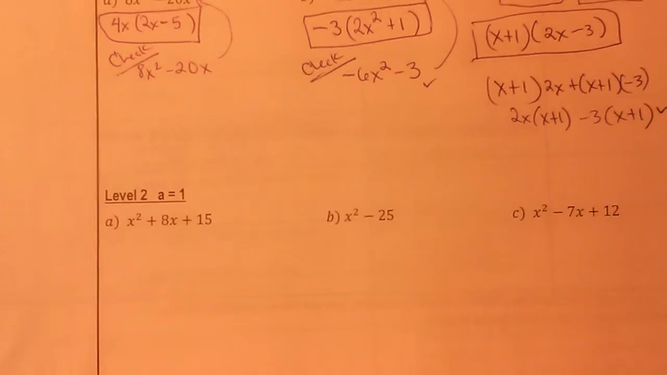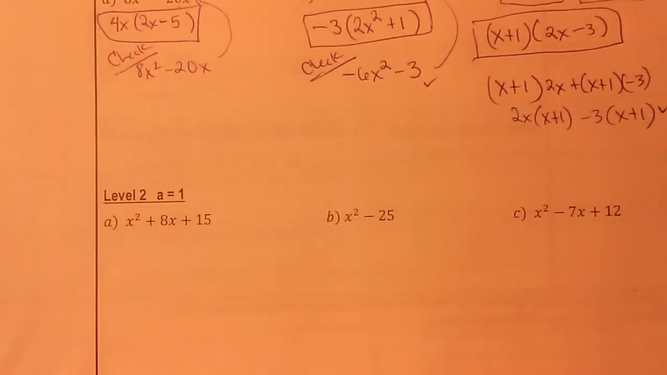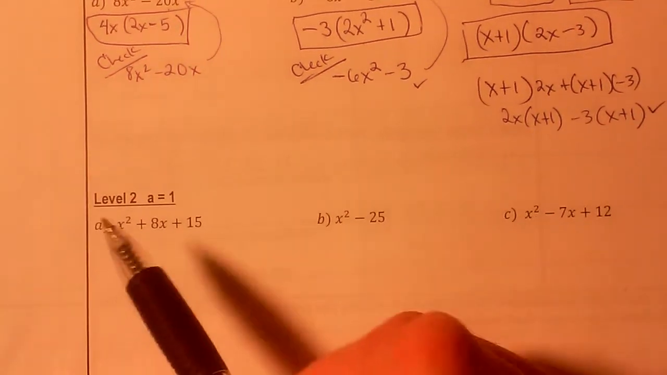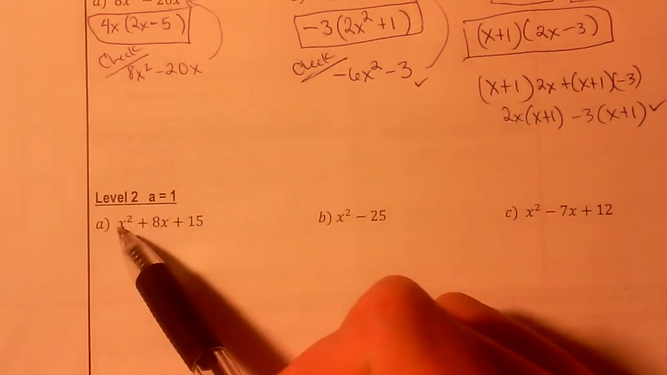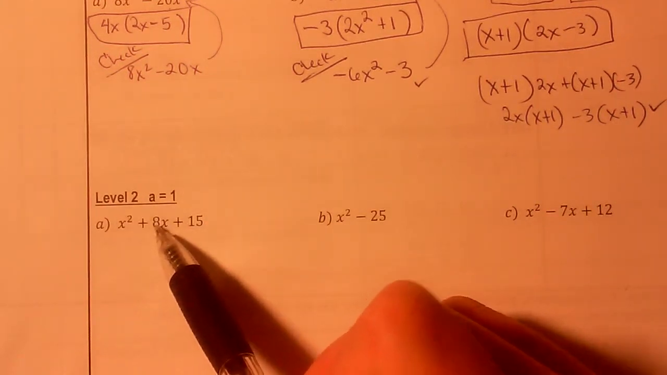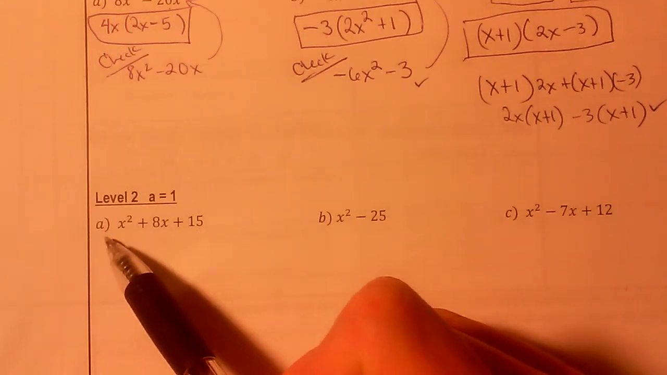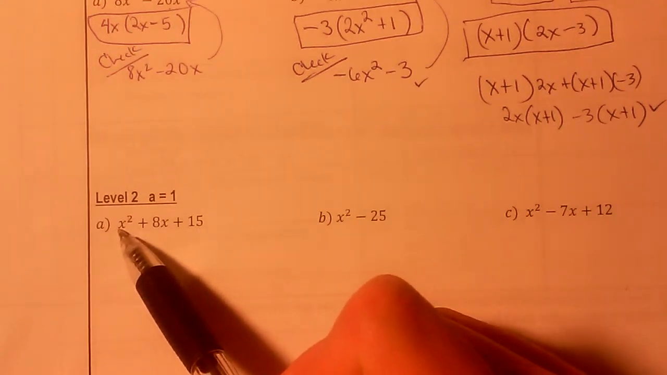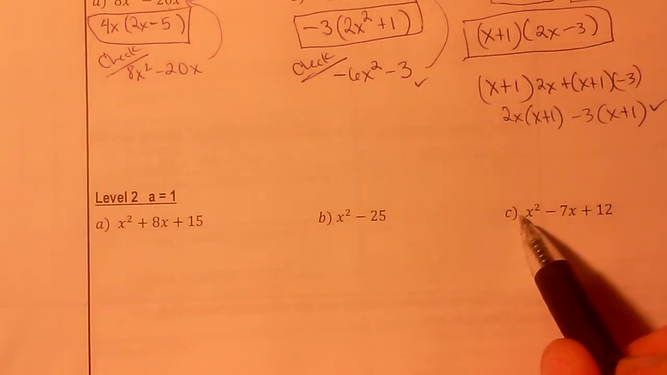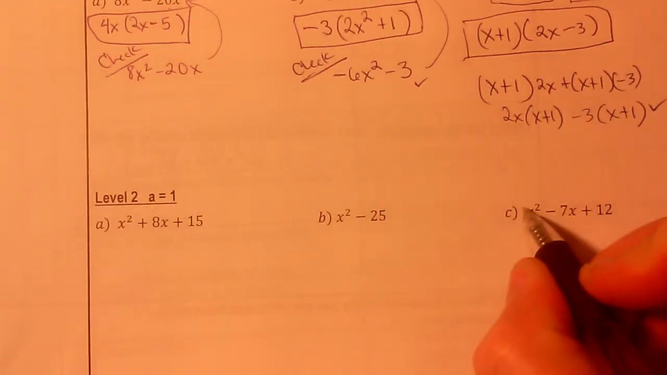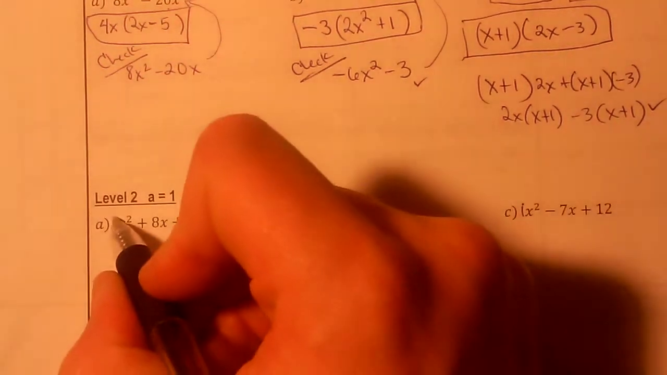All right, you've probably seen this before. In fact, I'm almost sure that you have, but that doesn't mean you remember all of it. That's not the nature of how our brains work. So let's review. Level 2 is when a equals 1. Remember, ABCs. A here would be 1, B would be 8, and C would be 15 in example A. So notice in all of these, let's just take a look real quick. A equals 1 in example A, A equals 1 in the next example, and A equals 1 in the last example. So maybe let's write a 1 in there. All right.